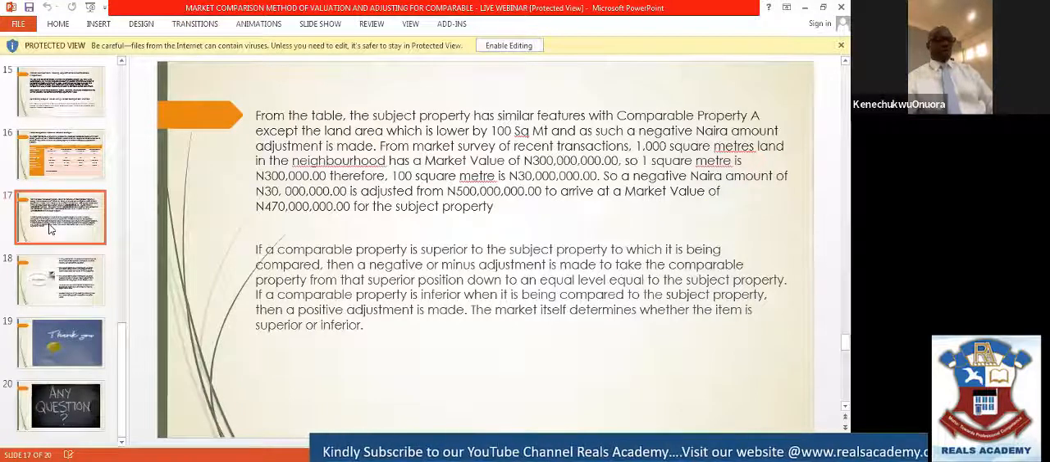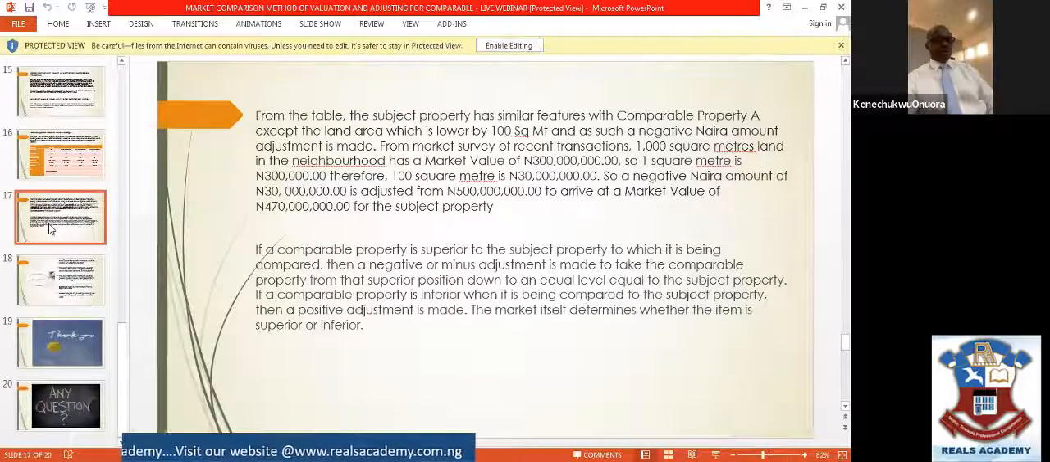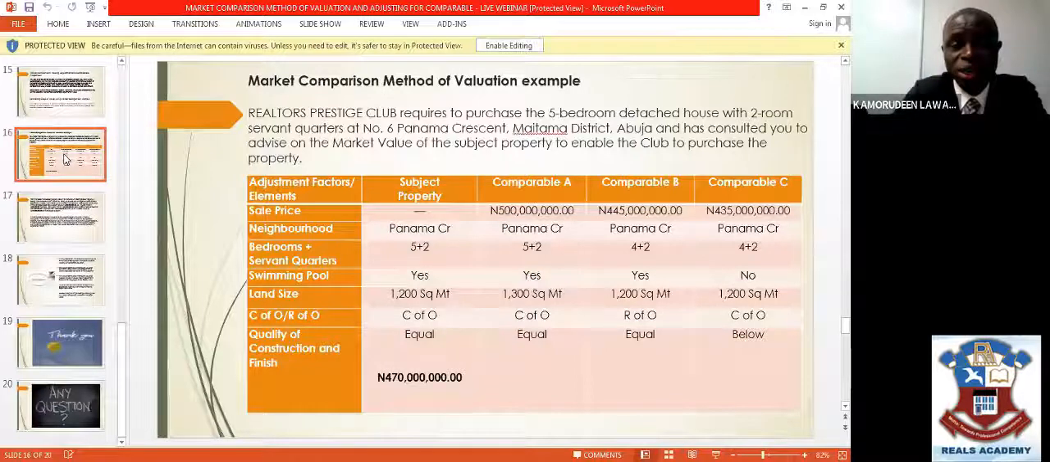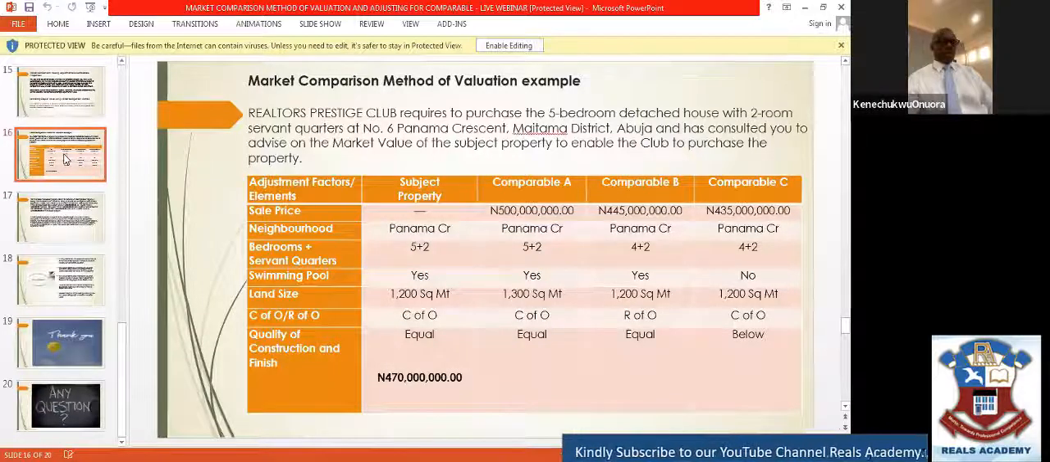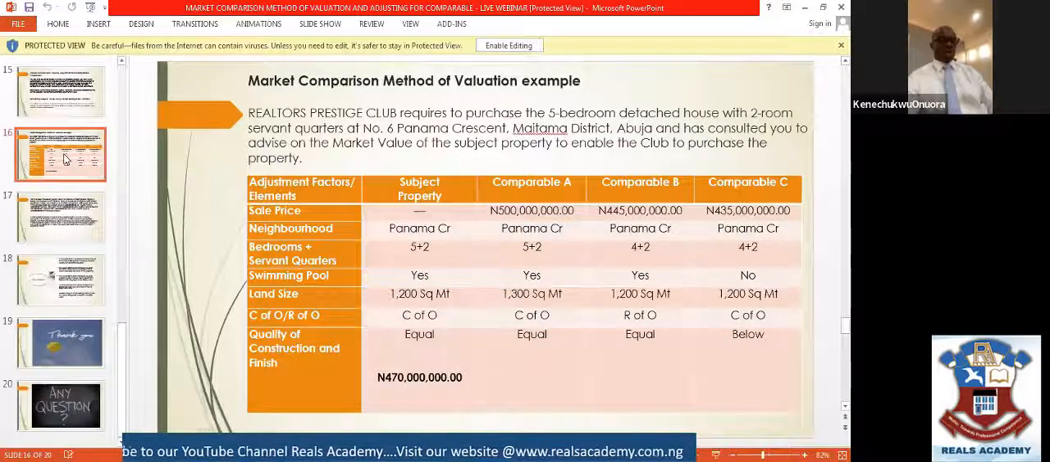Now, if you go to comparable B, you will notice it's lower, and likely the reason it's lower is the R of O. Can I go on? Yes, you can go on, we are here. So comparable B, you can see the amount is lower, and the reason why it's lower is because of the number of rooms and the fact that it's R of O.